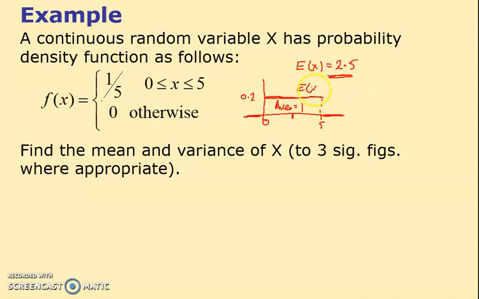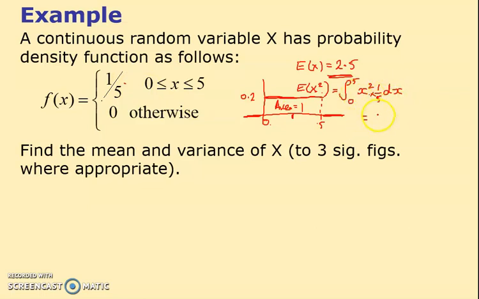E of x squared, it says I have to integrate. Now this is the trick. You integrate between 0 and 5, because that's my area. And you have to insert an x squared. Because I want E of x squared, I insert an x squared times by my function, which is a fifth, dx. And that's obviously a fifth of x squared.